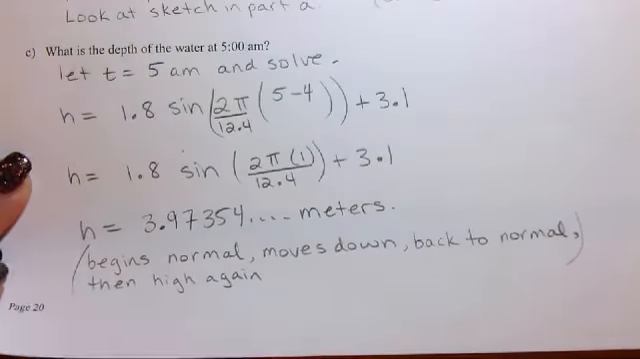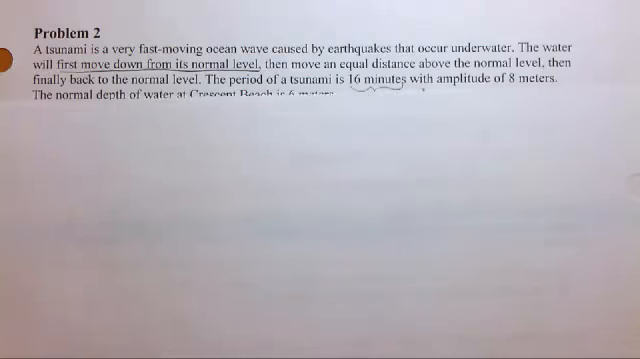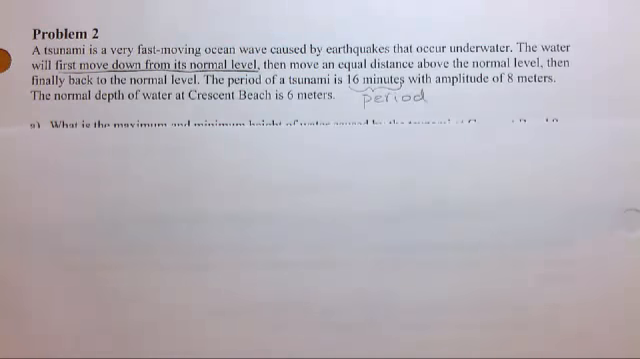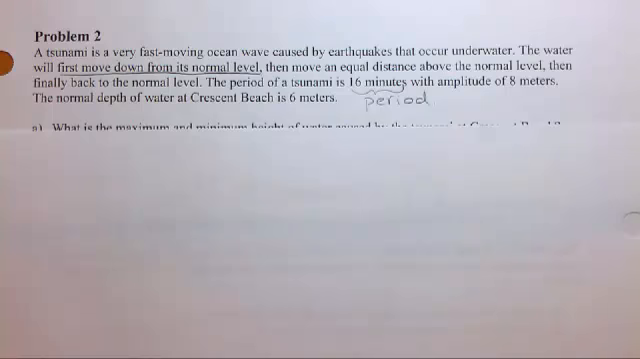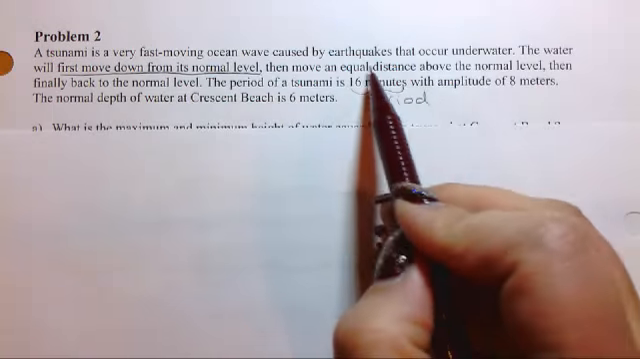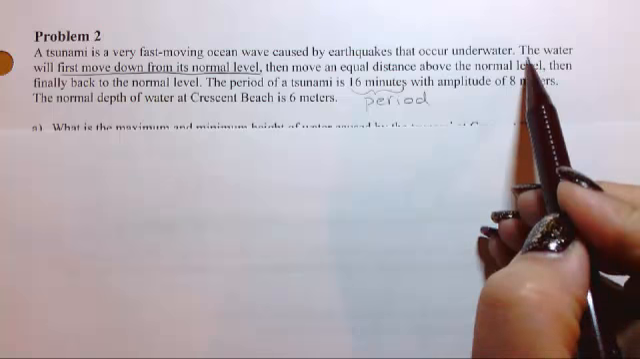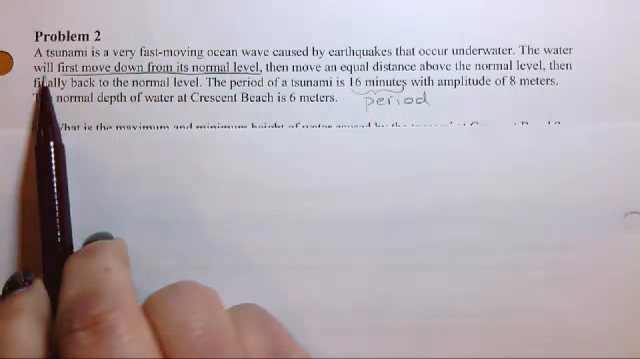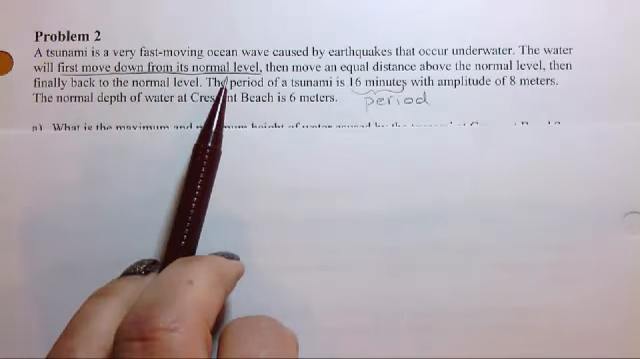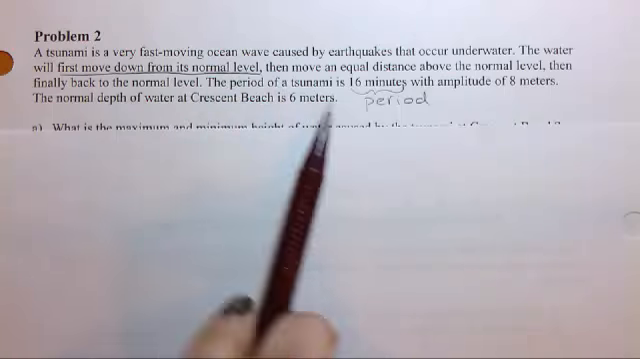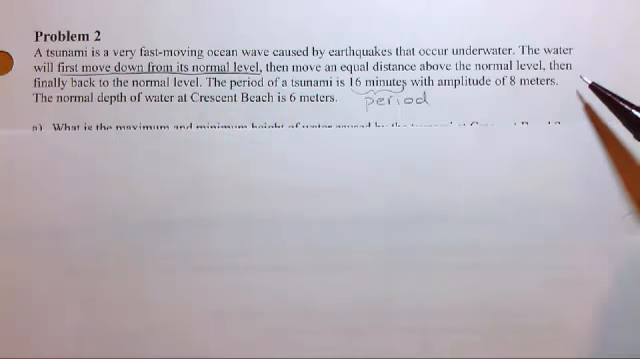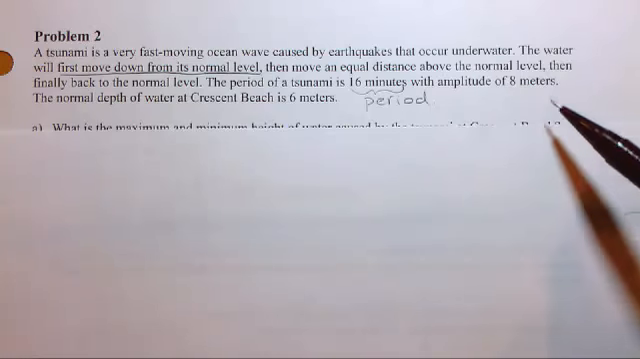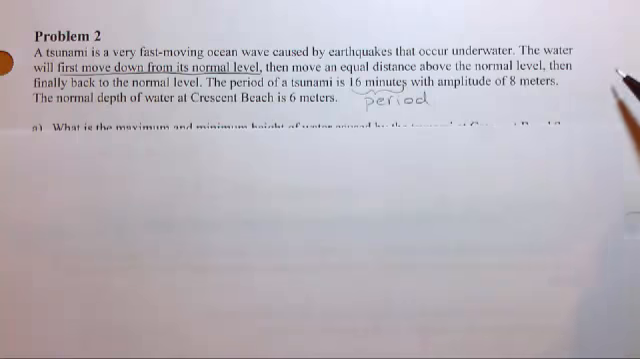All right, now our example on the next page has to do with a tsunami. A tsunami is a very fast-moving ocean wave that's caused by earthquakes. These earthquakes occur underwater. The water will first move down from its normal level, then move an equal distance above the normal level, then finally back to the normal level. You can see the pattern here: it goes down and then back up again.